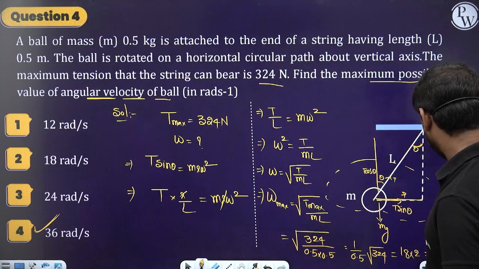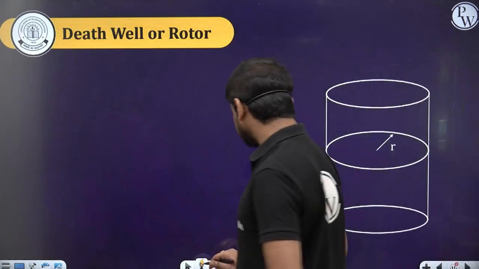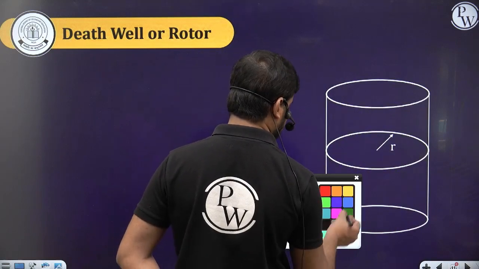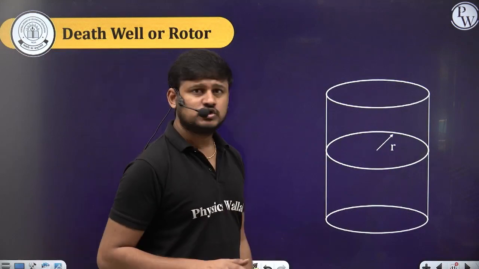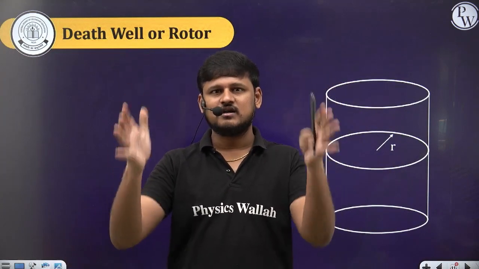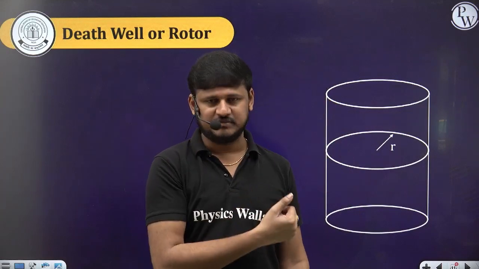Done? Let's see the next one. So the next concept is the death well or rotor. So the same concept, understand the concept here. So let's suppose this is a vertical well or something, a vertical circle type thing. Okay.